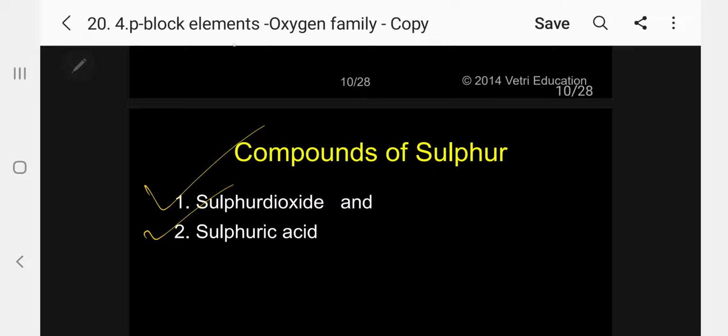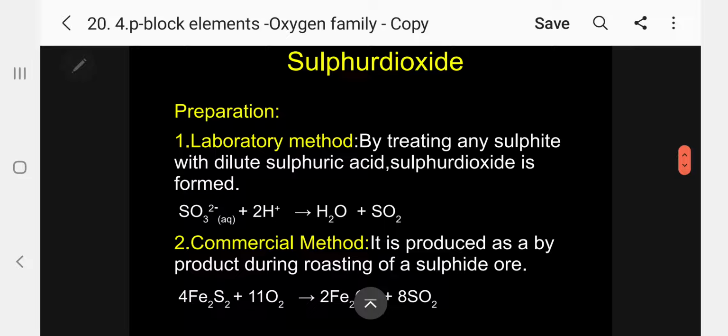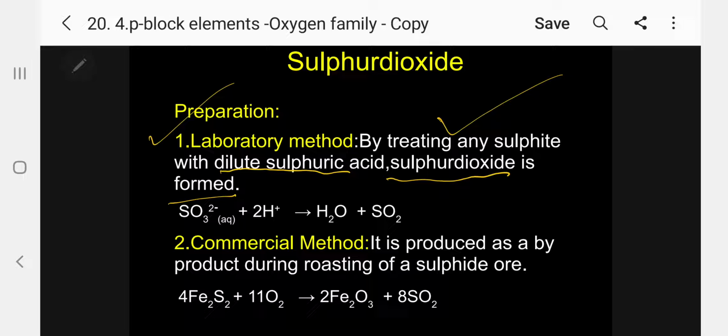First, let me take the compound sulfur dioxide. Preparation, properties and uses I have to discuss. First, the laboratory method: by treating any sulfite with dilute sulfuric acid, sulfur dioxide is produced in the laboratory. For example, sodium sulfite in the presence of dilute sulfuric acid gives sulfur dioxide and water. So you can easily prepare it in the laboratory.